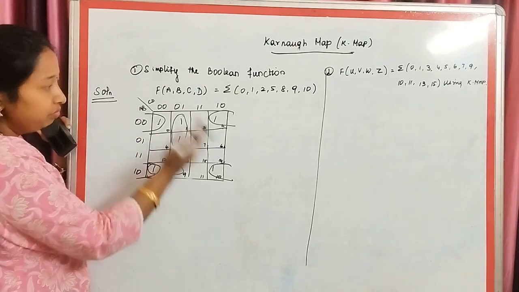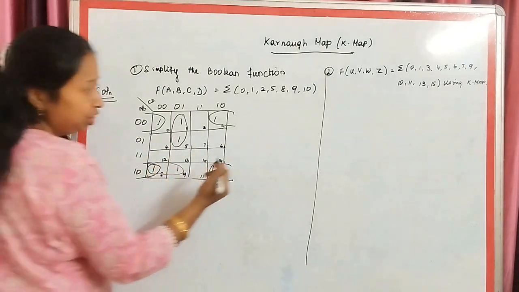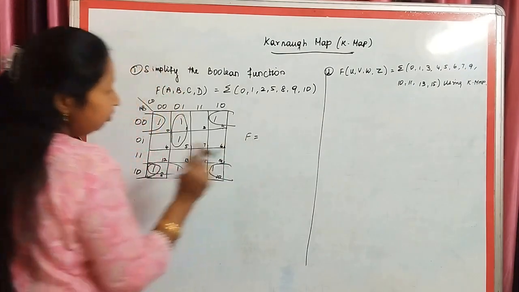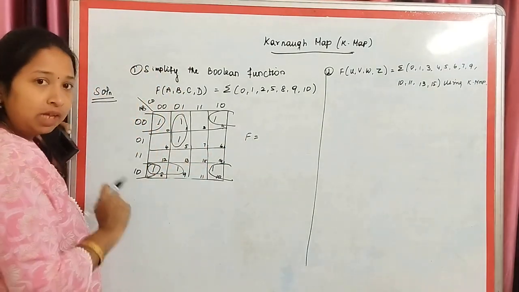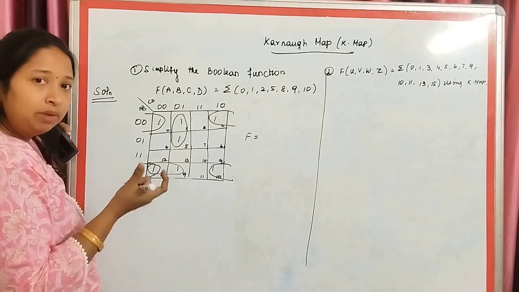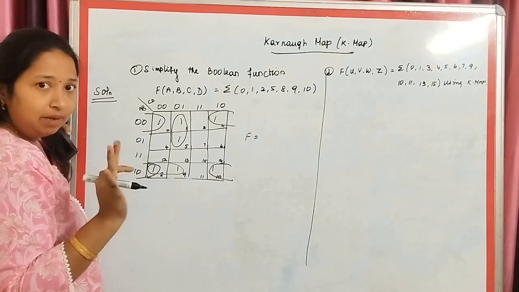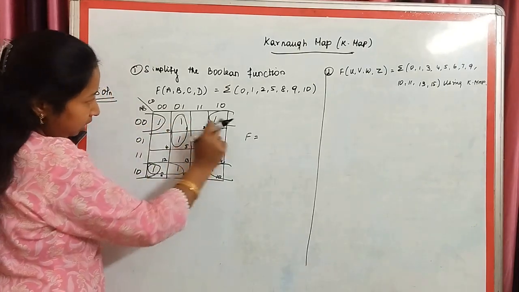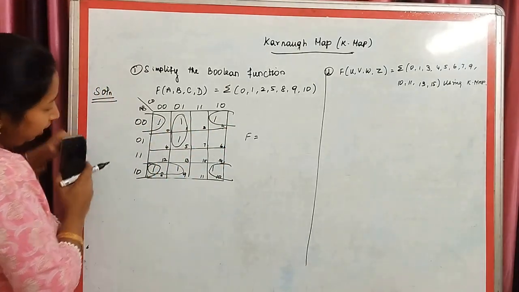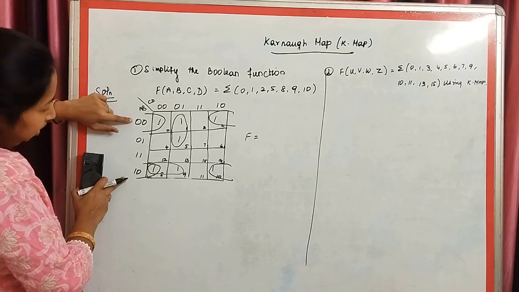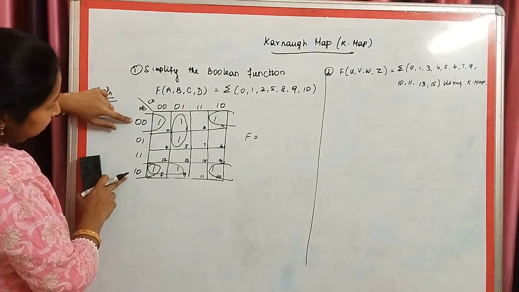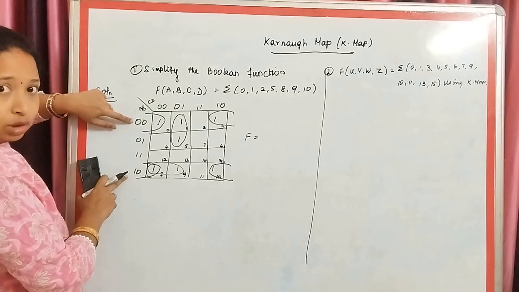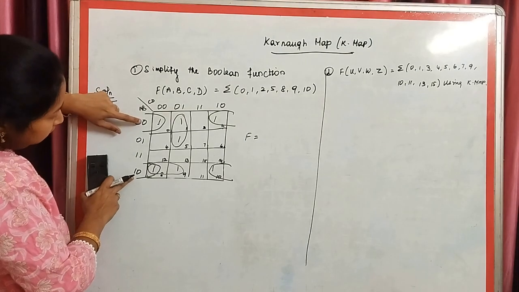Fine. Now the final step is writing the equation. How will you write the equation? Before that, tell me how many bubbles are there? We have 3 bubbles. So how many minterms will we have? You'll have 3 minterms. Now let's start with the quad. For the quad, which element is common here in the horizontal? The first element is differing, so the first element I cannot include. What is my second element?